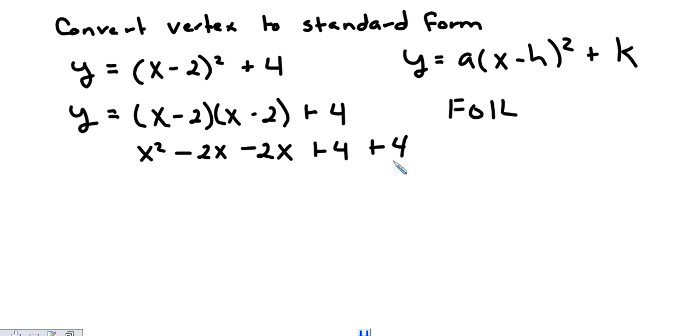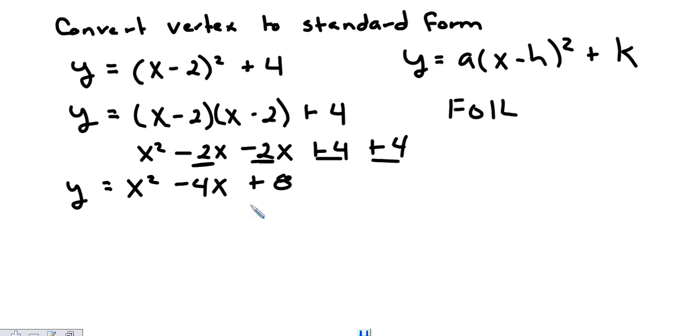So in order to write this in standard form, we need to combine these like terms. So y is equal to, I've only got one x squared, so let's write it down. Combine this minus 2x with this minus 2x, we have minus 4x. And combine plus 4 and plus 4 gives us a plus 8. So we now have the standard form of the quadratic, and it's y equals x squared minus 4x plus 8. Y equals ax squared plus bx plus c.